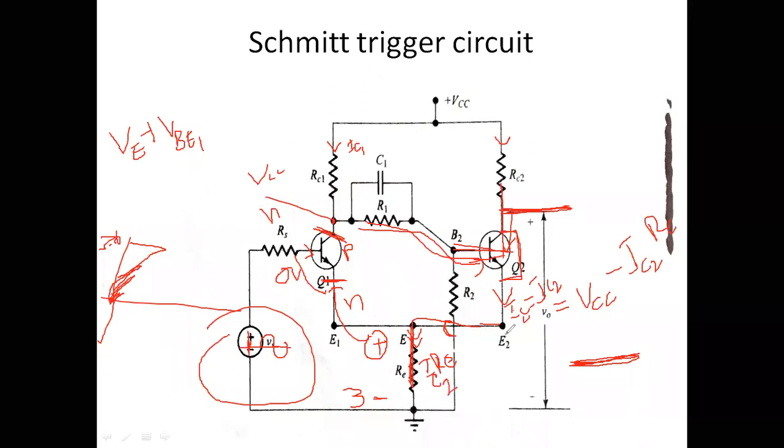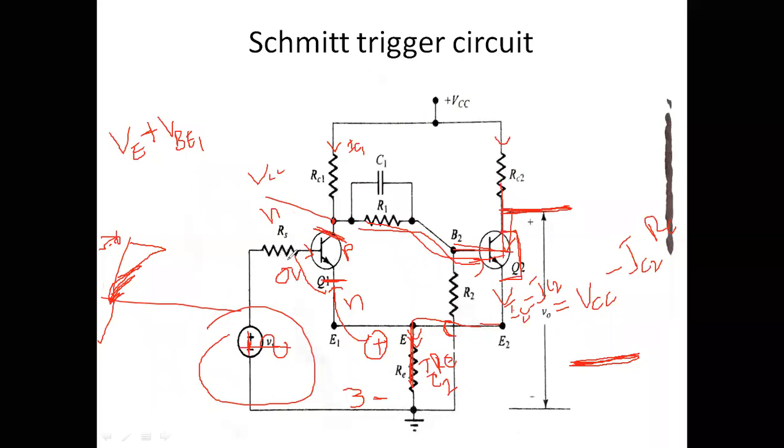IC2 into RE. Because the second transistor is on, the second current IC2 is flowing through RE. Therefore, this voltage drop is nothing but VE. When your input voltage is greater than VE plus VBE, then this transistor Q1 becomes on.